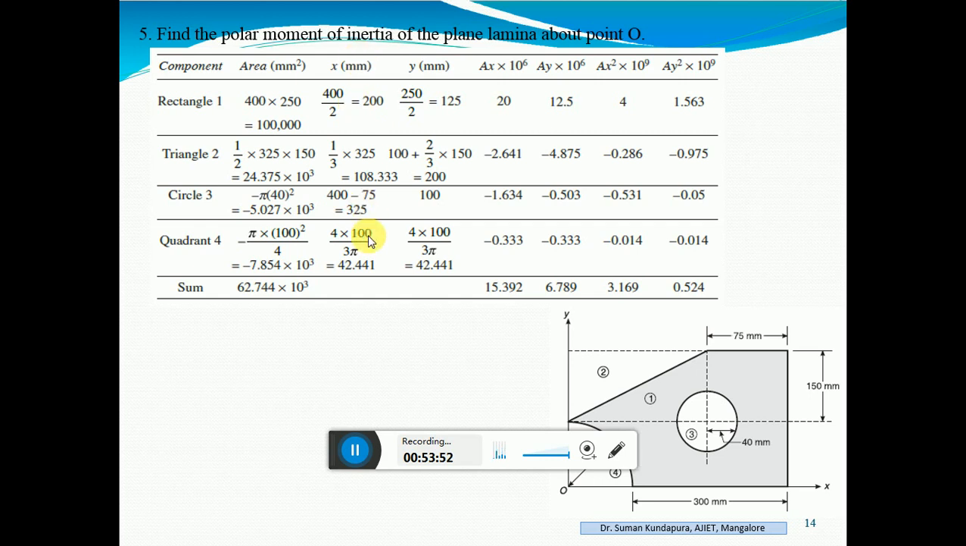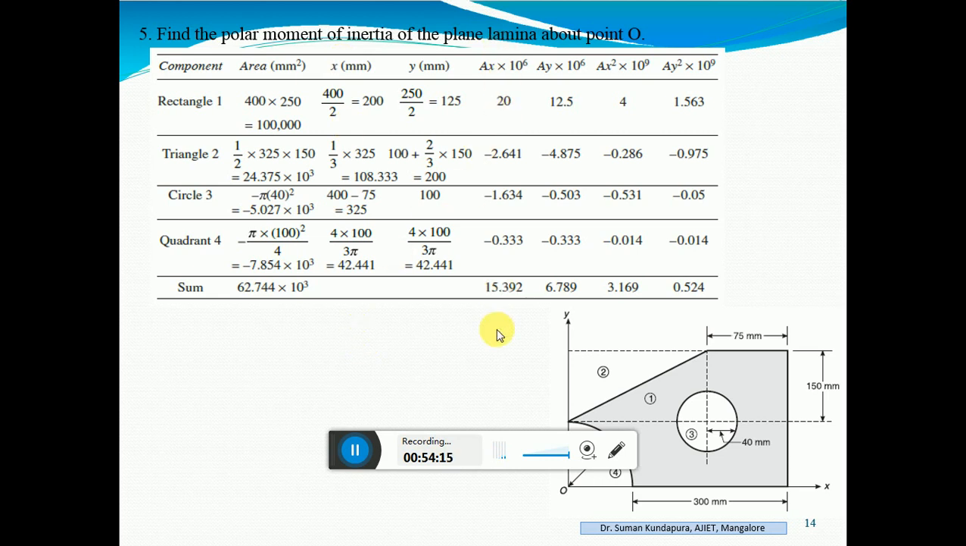So once you have found out x and y, we need polar moment of inertia. Both x and y are needed, and nowhere is it symmetrical. The figure is not symmetrical about any axis, so we need to find out Ix bar and Iy bar separately. That is why we have done both x and y. Now just simply multiply the column of area into x.